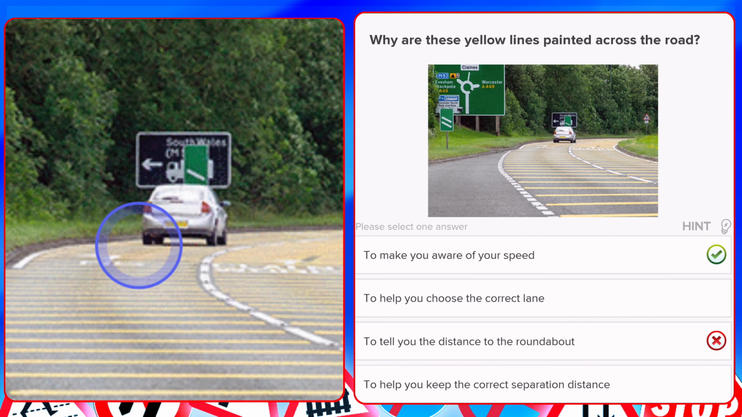And this image is called rumble strip. So the question that goes with this is, why are these yellow lines painted across the road? The correct answer is to make you aware of your speed. The most common wrong answer, to tell you the distance to the roundabout.